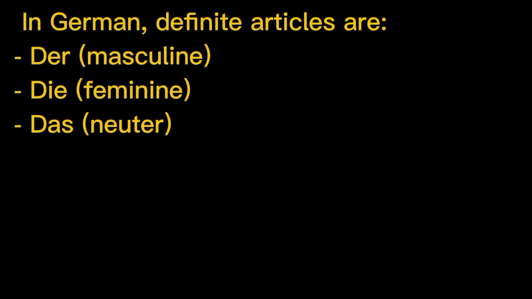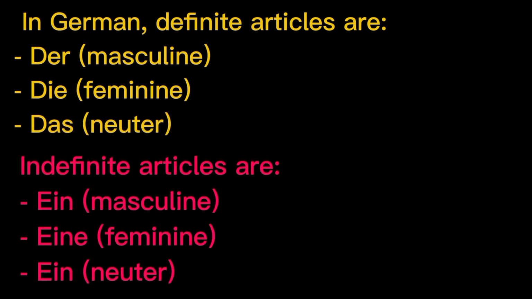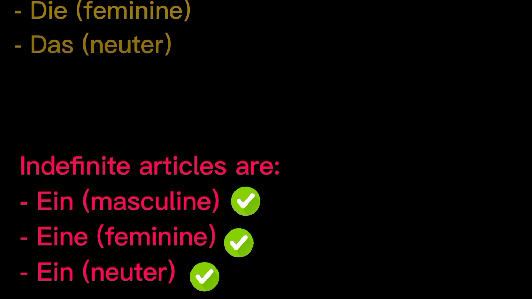So in the German language, definite articles are der, die, and das. Der with masculine, die with feminine, and das with neutral. Next we have indefinite articles in which first is ein, which is used with masculine. Now second is eine, which is used with feminine, and ein again, which is used with neutral gender.